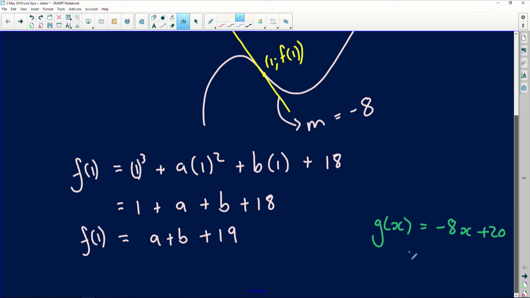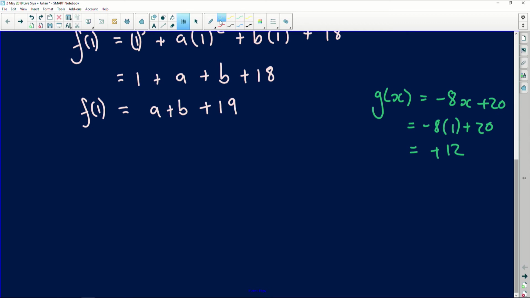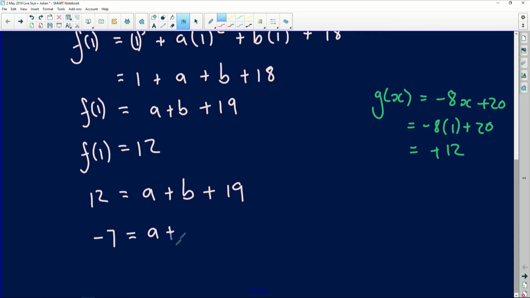If we substitute in 1, we get negative 8 multiplied by 1 plus 20, and that's going to be positive 12. So we can therefore say that f of 1 is equal to positive 12. If we substitute this in for f of 1, we get 12 is equal to a plus b plus 19. We just want a and b, so subtracting 19 gets me negative 7 is equal to a plus b.